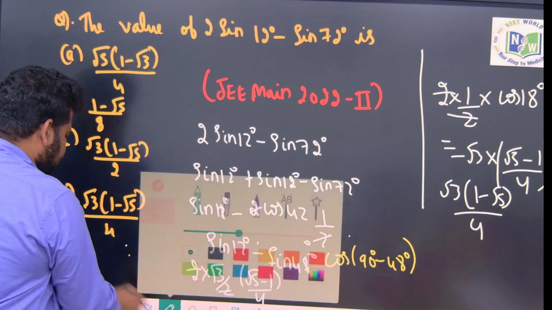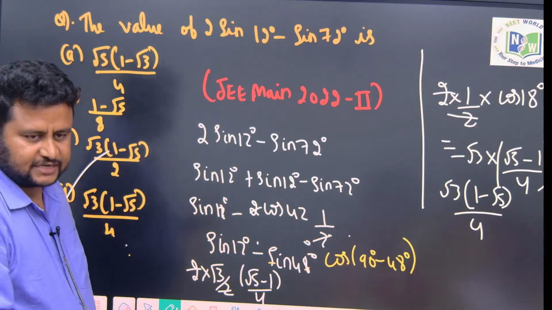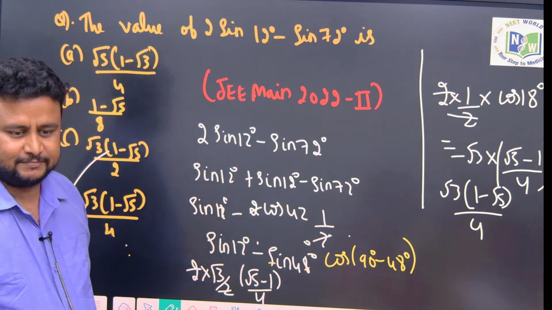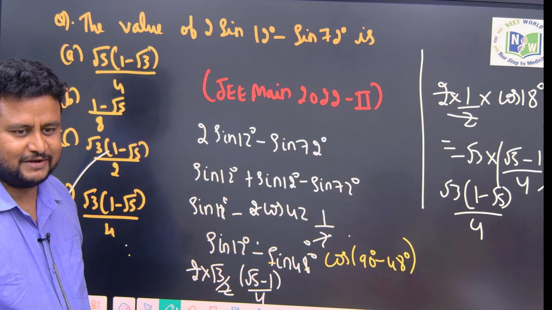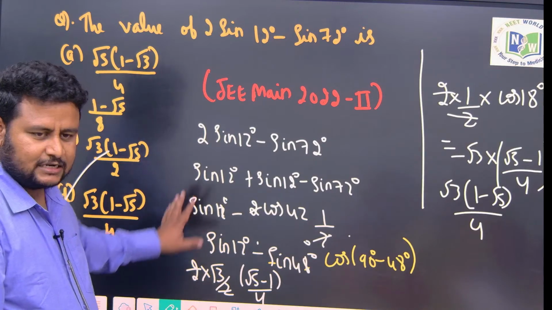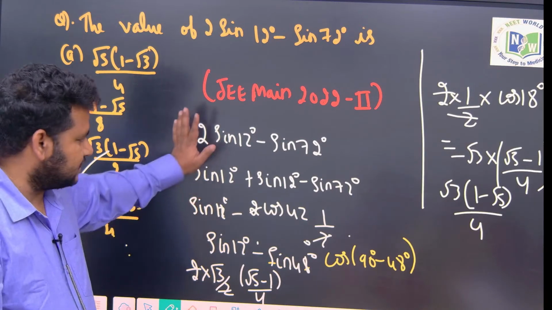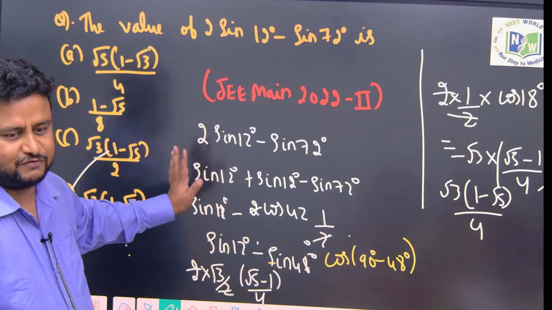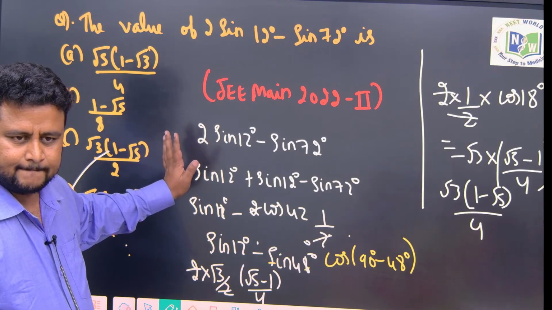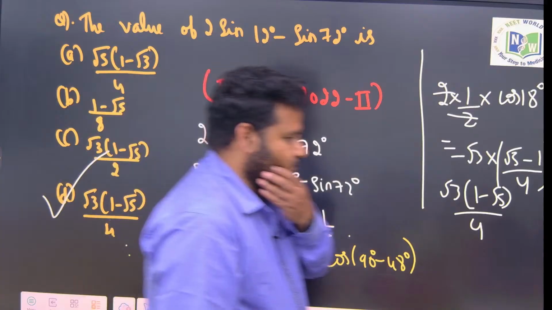Clear? Understood? So sin 18 and 15 degree, these values you remember. You have to tell me when I ask. Understood the concept? Don't worry about the answer. Understood how to apply the transformation formula? Clear? Okay. Next one.